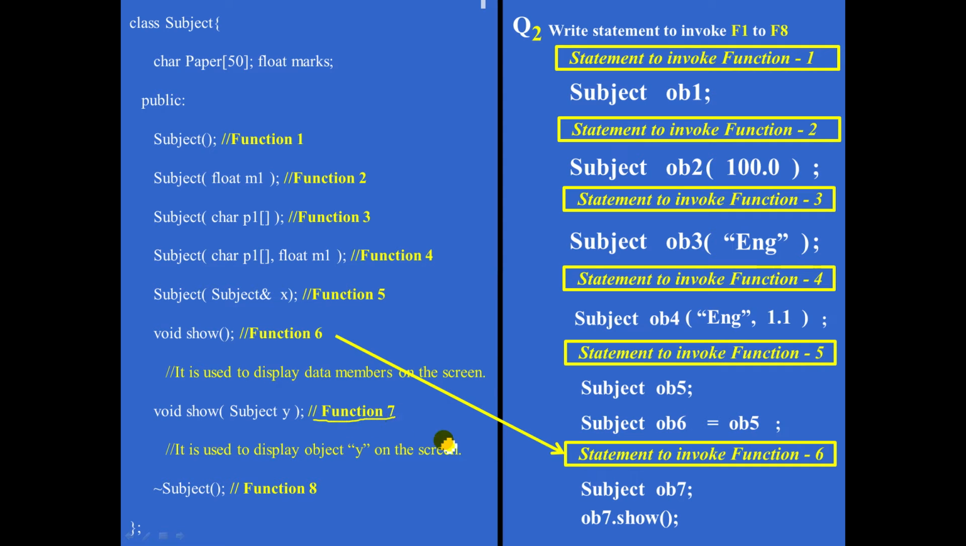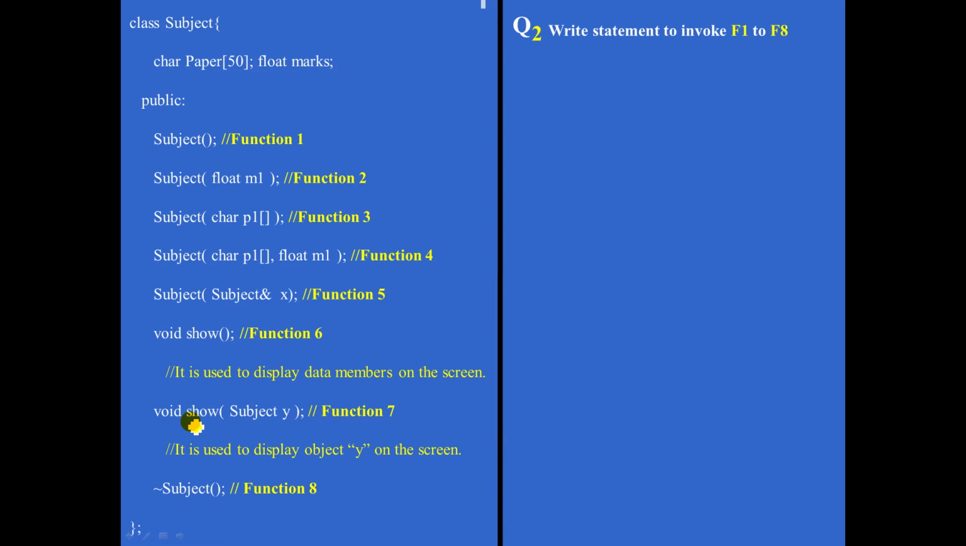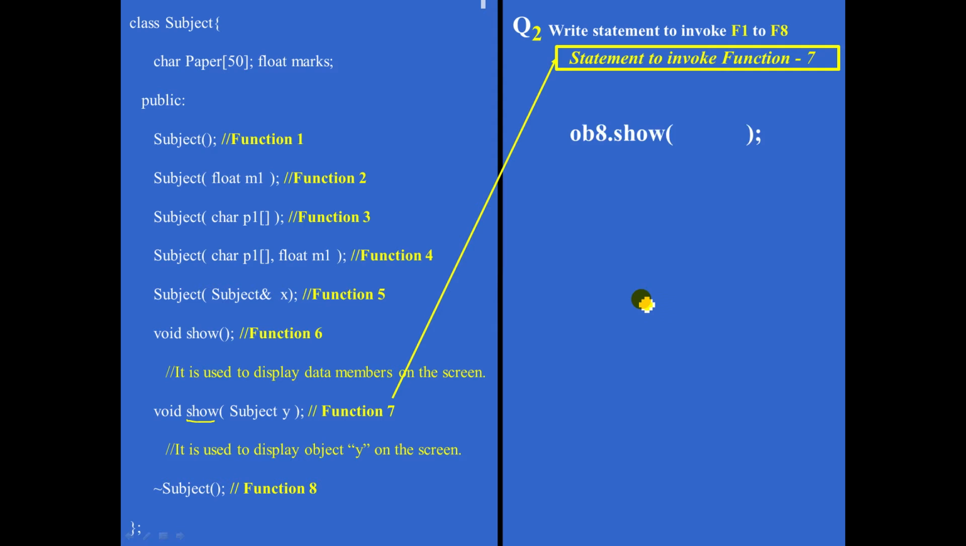Now how do you invoke function 7? That is also a member function. So it can be invoked as object name dot function name. Now an object must be passed as an argument. So here you can pass OB9. Now OB8 and OB9 are objects. They should be declared. So please make a note. This statement invokes function 7.